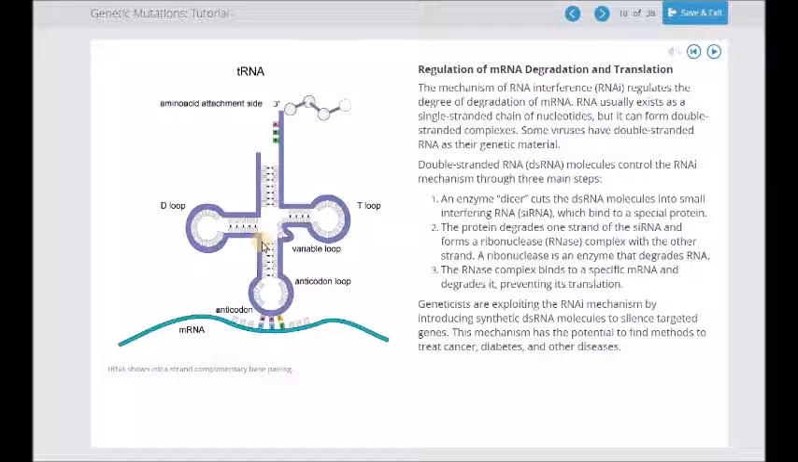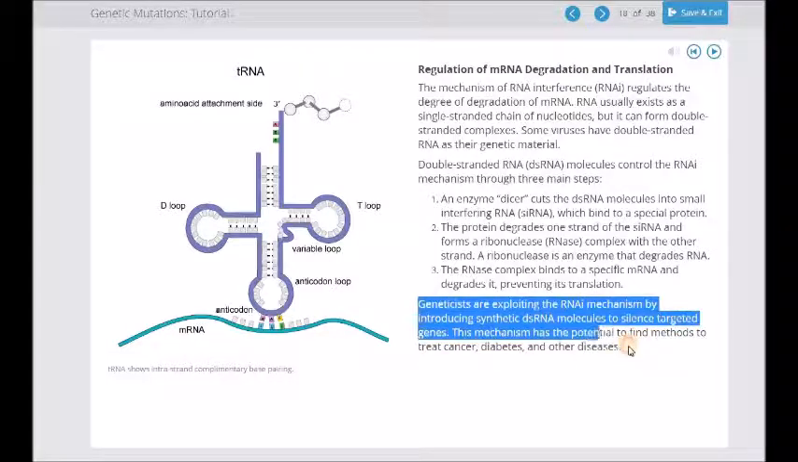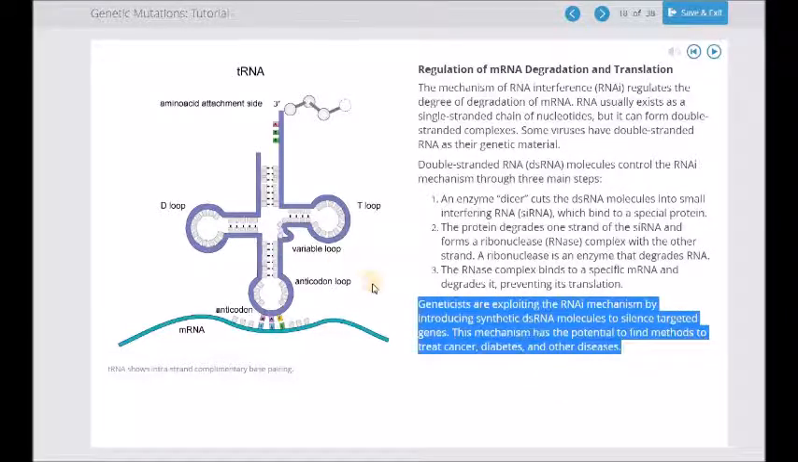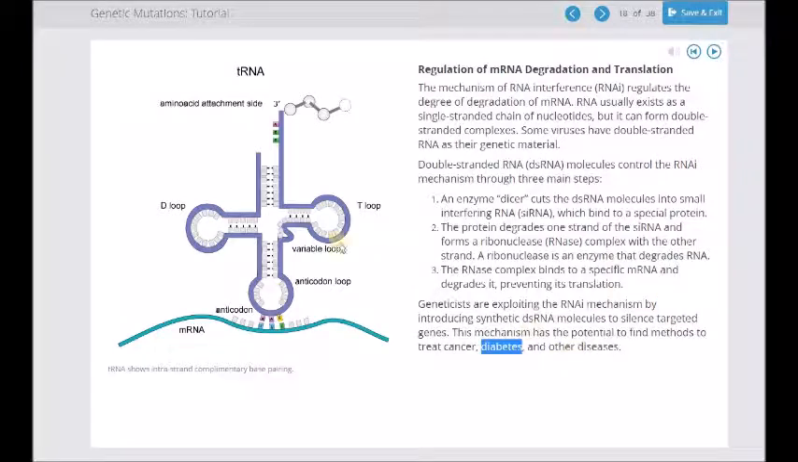The only reason you need to know this is because this last part. Geneticists are exploiting this mechanism by introducing synthetic molecules who target these genes, okay? This means that if there's a gene that's causing cancer, we can figure out how to make this process happen artificially to stop cancer. That's why you need to know this slide, okay? We can also treat things like diabetes and even other diseases because any disease that's genetic goes through this process. And if we can stop this process right here from happening at the specific time, okay, then we got it. We're able to cure cancer.